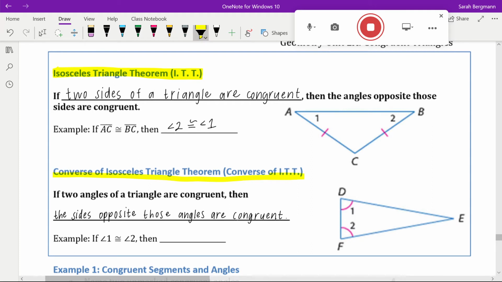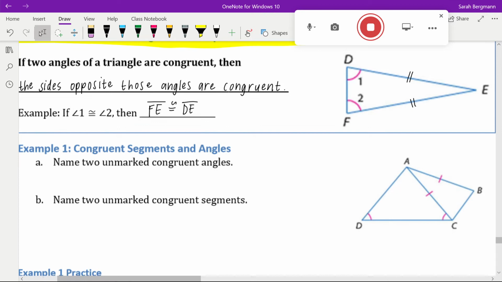The converse of this theorem is also true. It's called the converse of the isosceles triangle theorem. Remember, for a converse, we must switch the hypothesis with the conclusion. So this states that if two angles of a triangle are congruent, then the sides opposite those angles must also be congruent. For example, the side across from angle 1 would be segment FE, and the side across from angle 2 would be segment DE. Therefore, FE and DE must be congruent, and triangle EDF is an isosceles triangle.